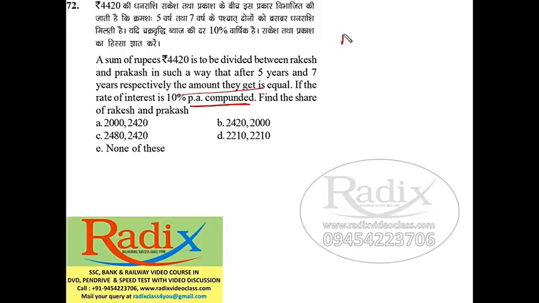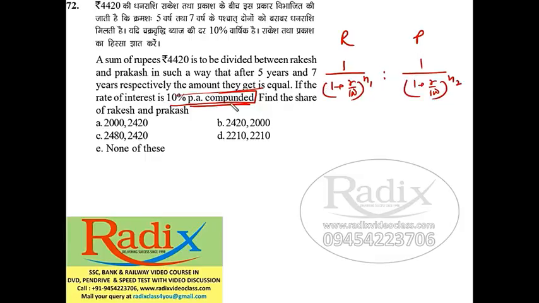Now the concept is, Rakesh and Prakash, if it is compounded, then the ratio of their investment would be 1 upon (1 plus r by 100) to the power n1 and 1 upon (1 plus r by 100) to the power n2. Now this is very important. n1 and n2 are years and rate r is 10%. Now put this value: (1 plus 10 by 100) to the power 5, and 1 upon (1 plus 10 by 100) to the power 7.